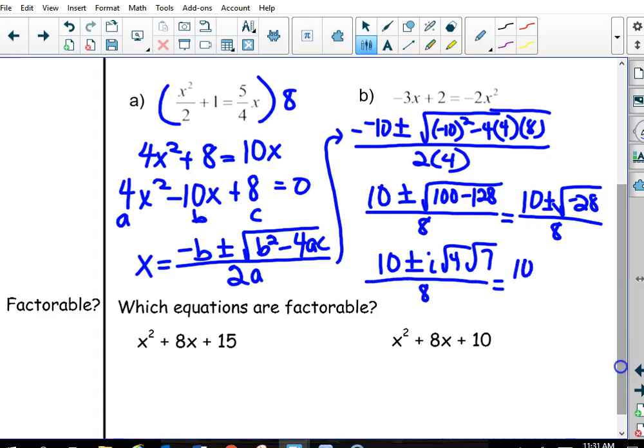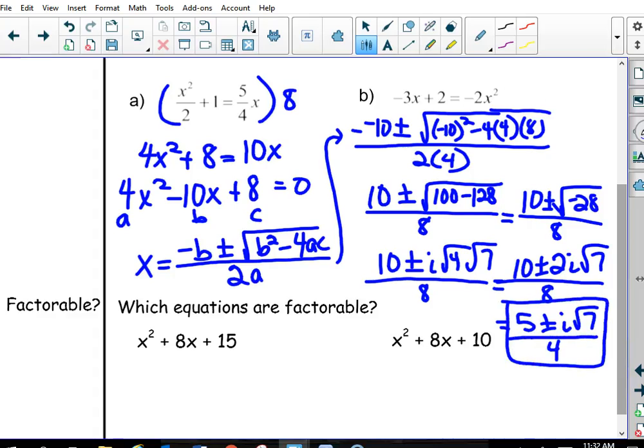10 plus or minus 2i square root of 7, all over 8. Now, 10, 2, and 8 can also all be reduced by 2, and it's expected that you do. So I get 5 plus or minus i square root of 7 over 4. And like I said, they will not accept on these particular problems a non-reduced answer when you're using the quadratic formula.